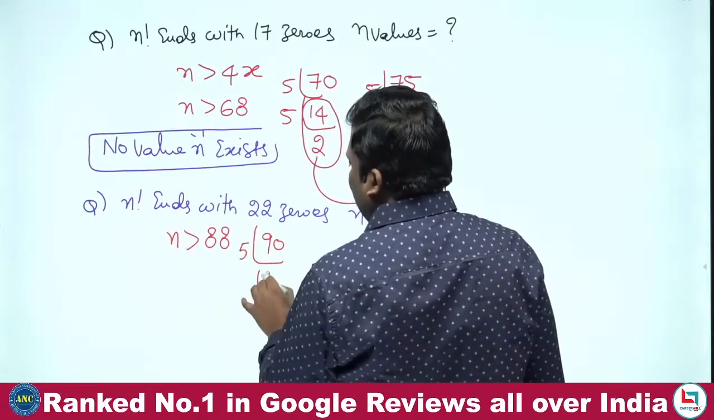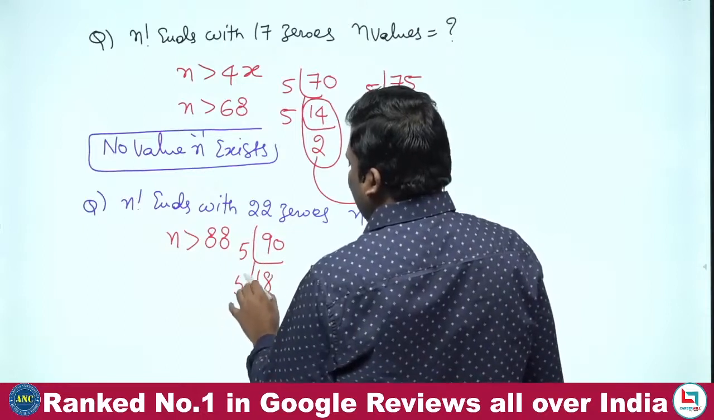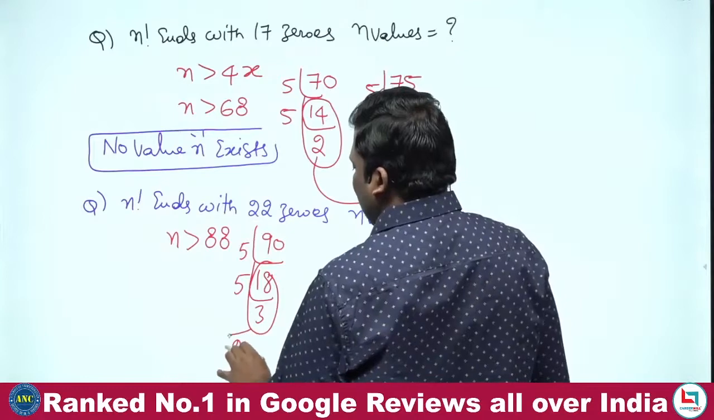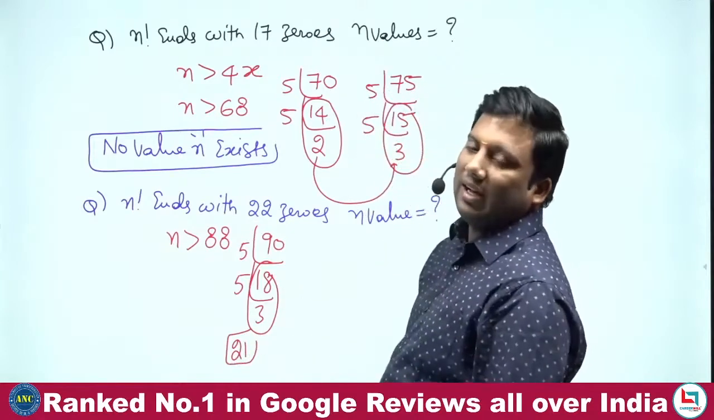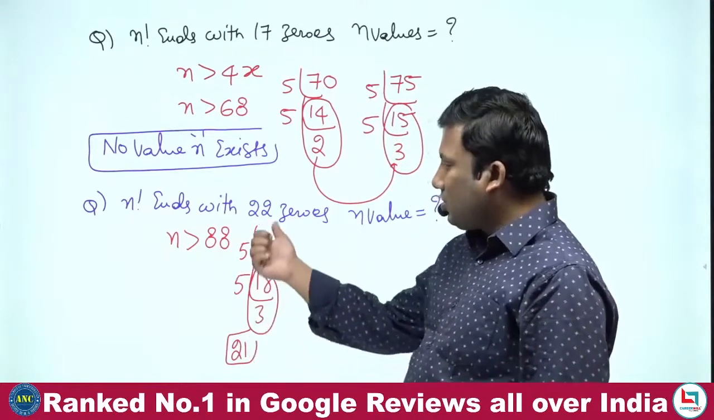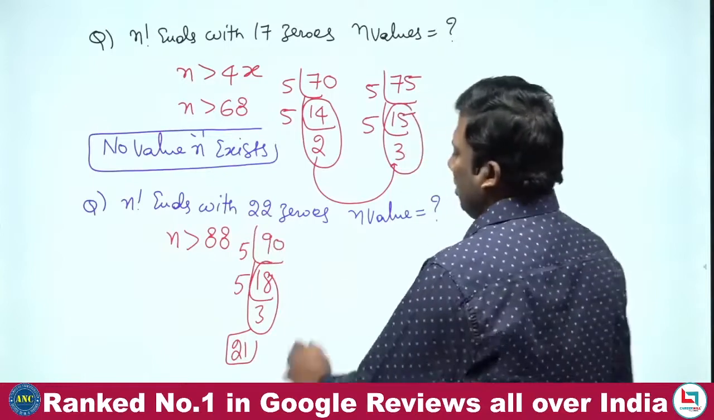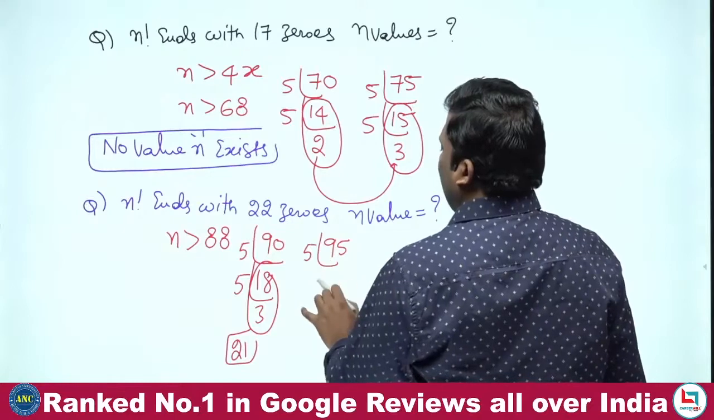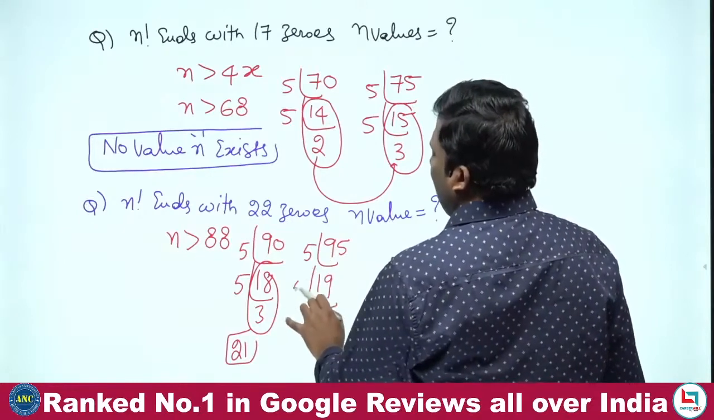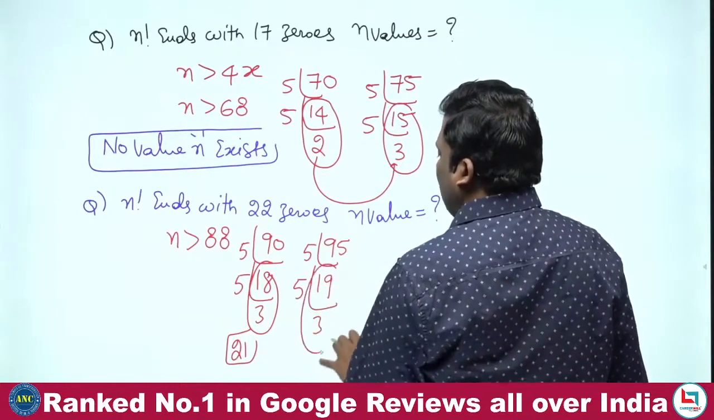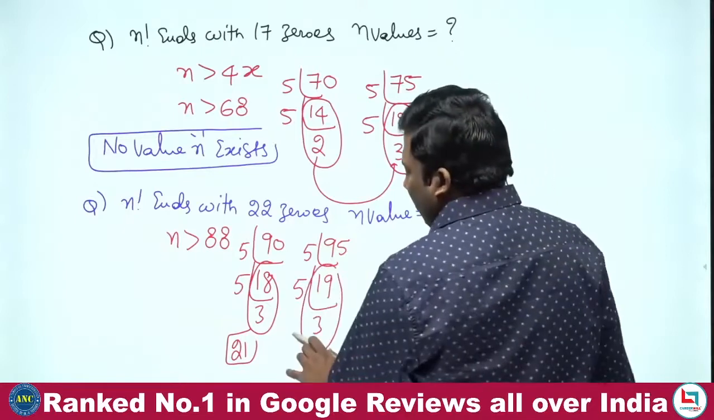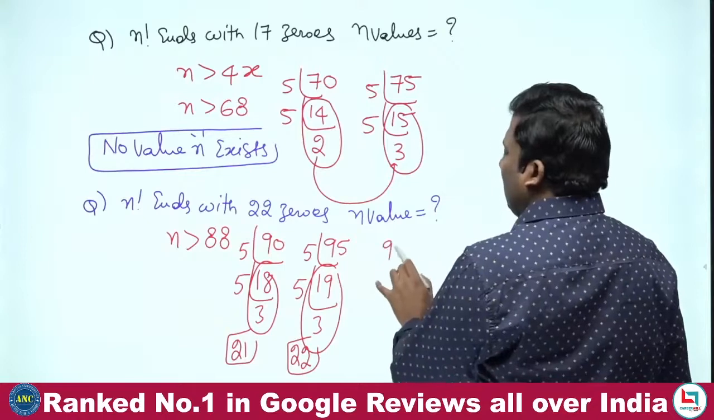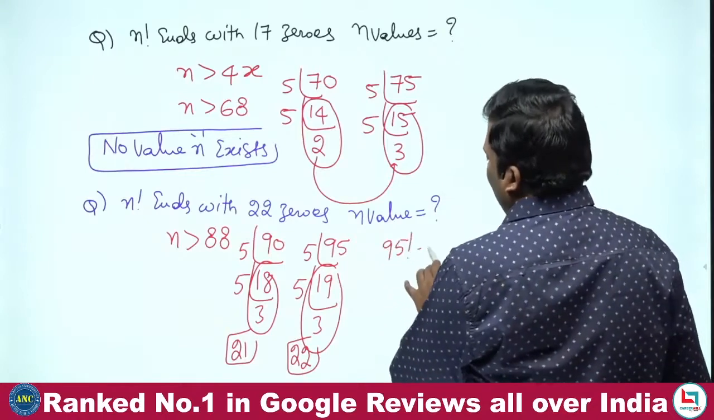90. 5 18s are 90. 5 3s are 15. 18 plus 3, it is 21. 90 factorial ends with 21 zeros, but I want 22 zeros. Let me go to the next multiple, 19. 5 19s are 95, 5 3s are 15, 19 plus 3, 22. That means 95 factorial contains 22 zeros.